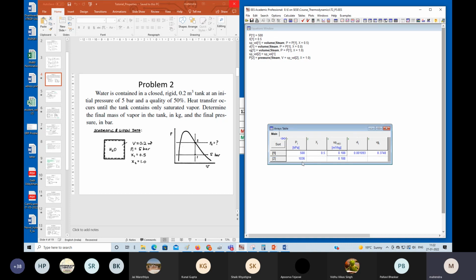So what is the pressure we are getting here? This is at point 2. What is the code we have given? At this particular specific volume, and this is the dryness fraction. Dryness fraction 1 means just saturated. This is the specific volume. So what is the pressure? We have asked this to calculate. It is written you the value. This is 1036 kilopascal. That means 10.36 bar.